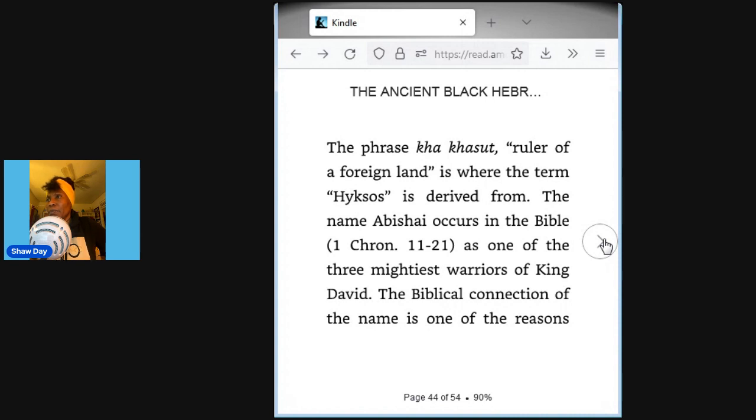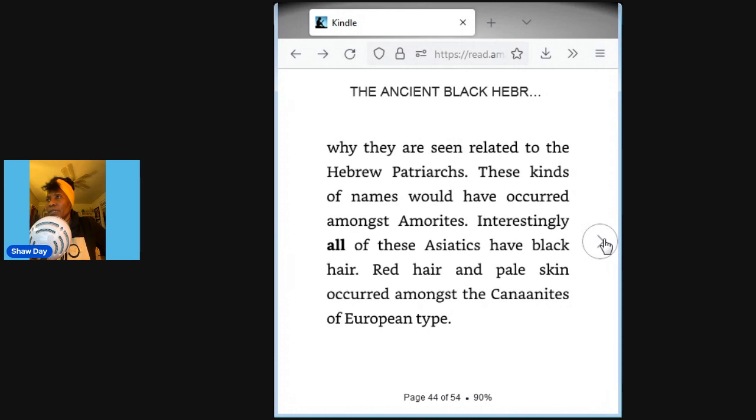The name Abishai occurs in the Bible, 1 Chronicles 11:21, as one of the three mightiest warriors of King David. The biblical connection of the name is one of the reasons why they are seen as related to the Hebrew patriarchs. These kinds of names would have occurred among Amorites. Interestingly, all of these Asiatics have black hair; red hair and pale skin occurred among the Canaanites of European type.